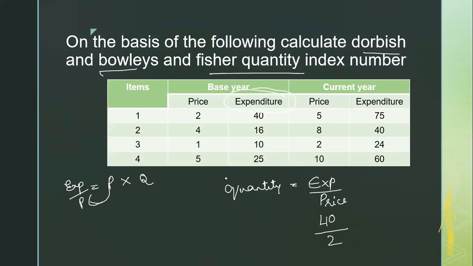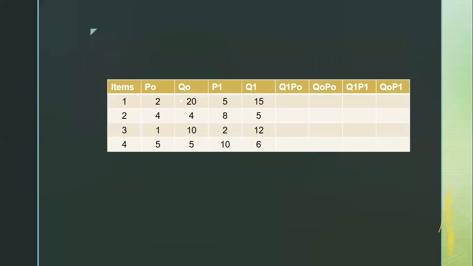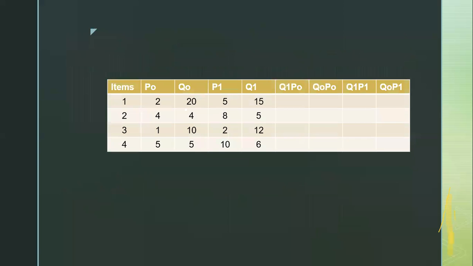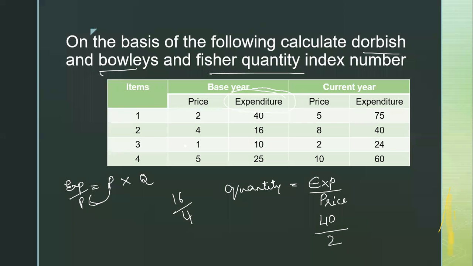Okay, so quickly we will find out the answer. I've already written here. So next one, 40 divided by 20, that divided by 2, it will give you 20. Second one, 16 divided by 4, how much do you get? 4. Next one, 10 divided by 1, it is 10. 25 divided by 5, 5 fives are 25, so you will get 5.